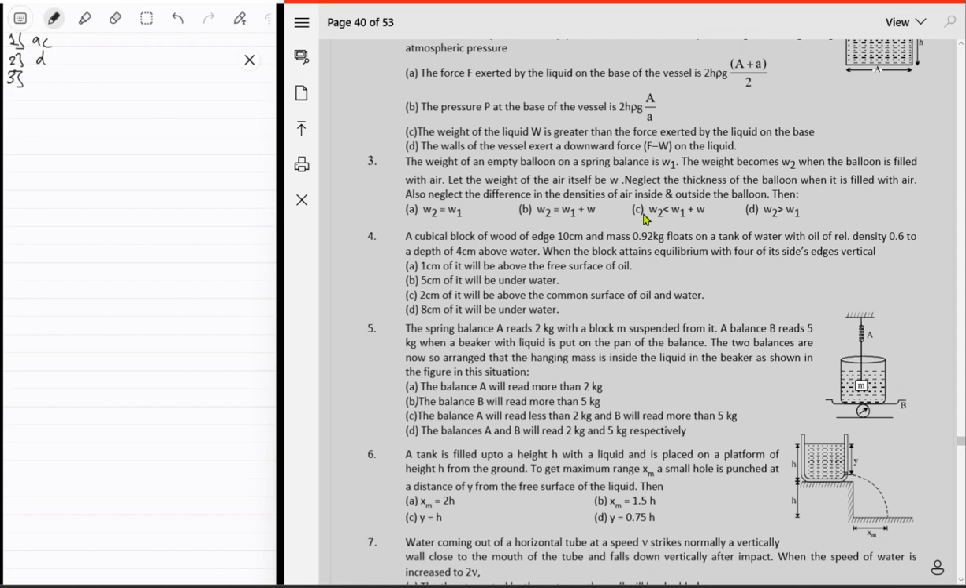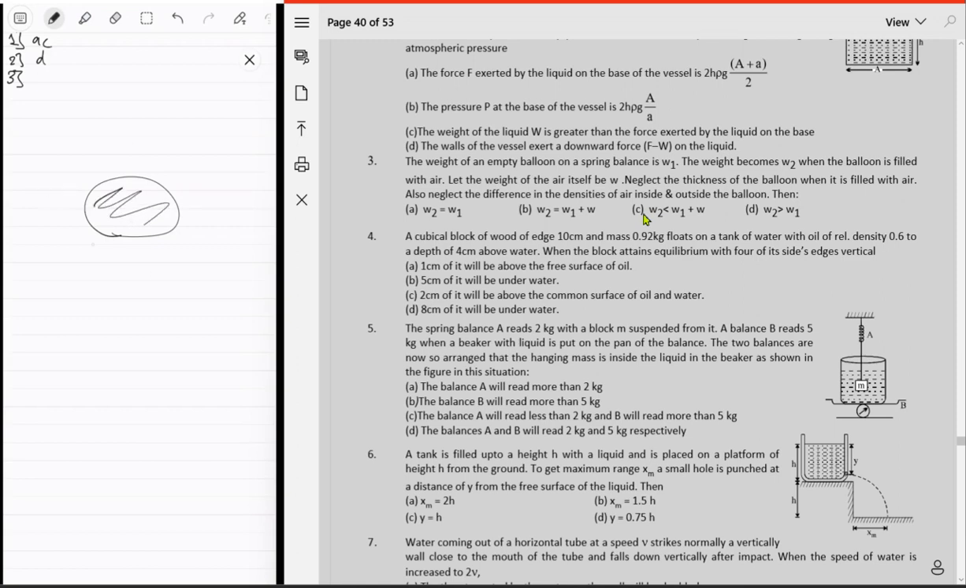Neglect the thickness of the balloon when it is filled with air. Also neglect the difference in the densities of air inside and outside of the balloon. Then, so, okay, this is the thing, isn't it? It's kind of a weird thing. There's like buoyant force and force. Oh, I get what's happening. So here's the balloon. It's inflated. There's this air inside.